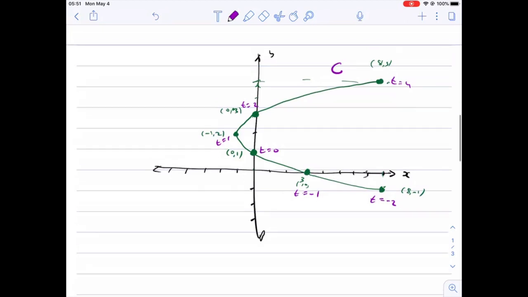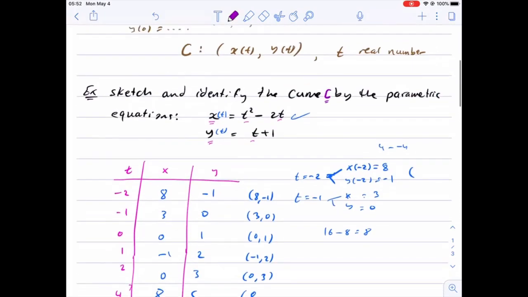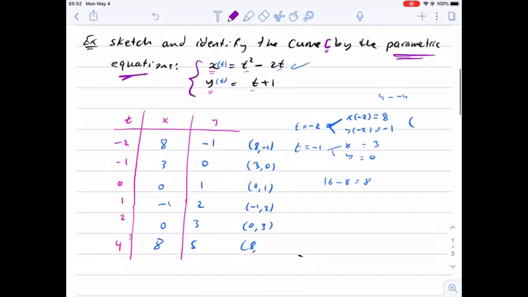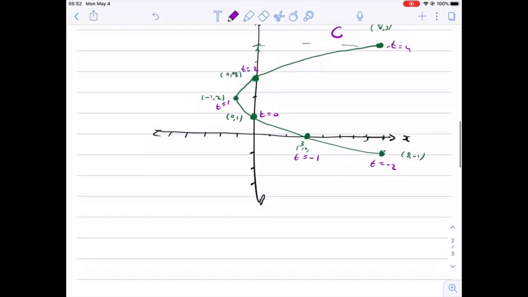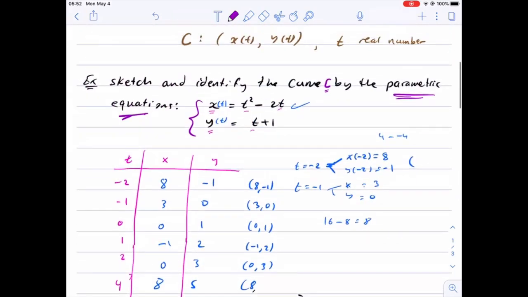So we could graph this curve, sorry, this is not a function, it doesn't pass the vertical line test. So we could use the parametric equations. These are called parametric equations. We use them to graph the curve C. Now we want to identify, this is the first part. We already sketched this curve. Now we want to identify it.